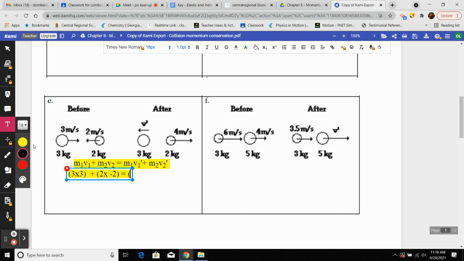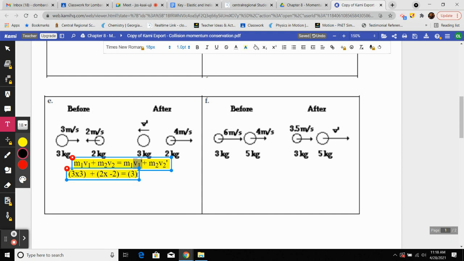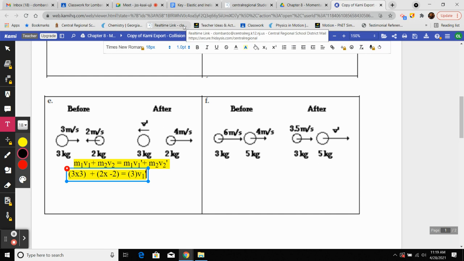Okay, we don't know the new velocity of the other guy, but we know it's 3 times v1 prime. How do I get that? You hit V, subscript 1, go back to normal writing and just type the apostrophe symbol. That's good.